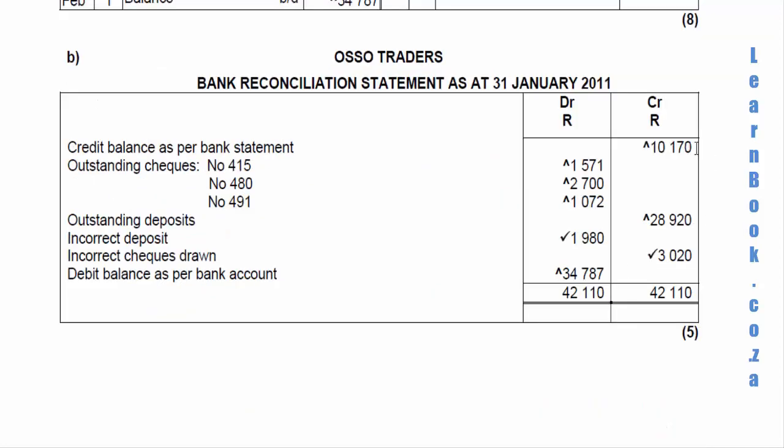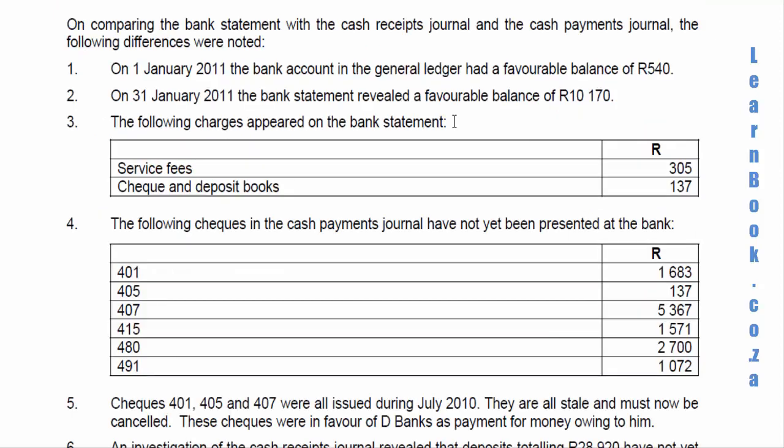The 10,170 belongs in the bank reconciliation statement for the end of January on the credit side, because it is a favorable balance. In the bank reconciliation statement, the credit side means the favorable amount, therefore we put 10,170 as the favorable amount on the credit side. This is given. The following charges appeared on the bank statement.